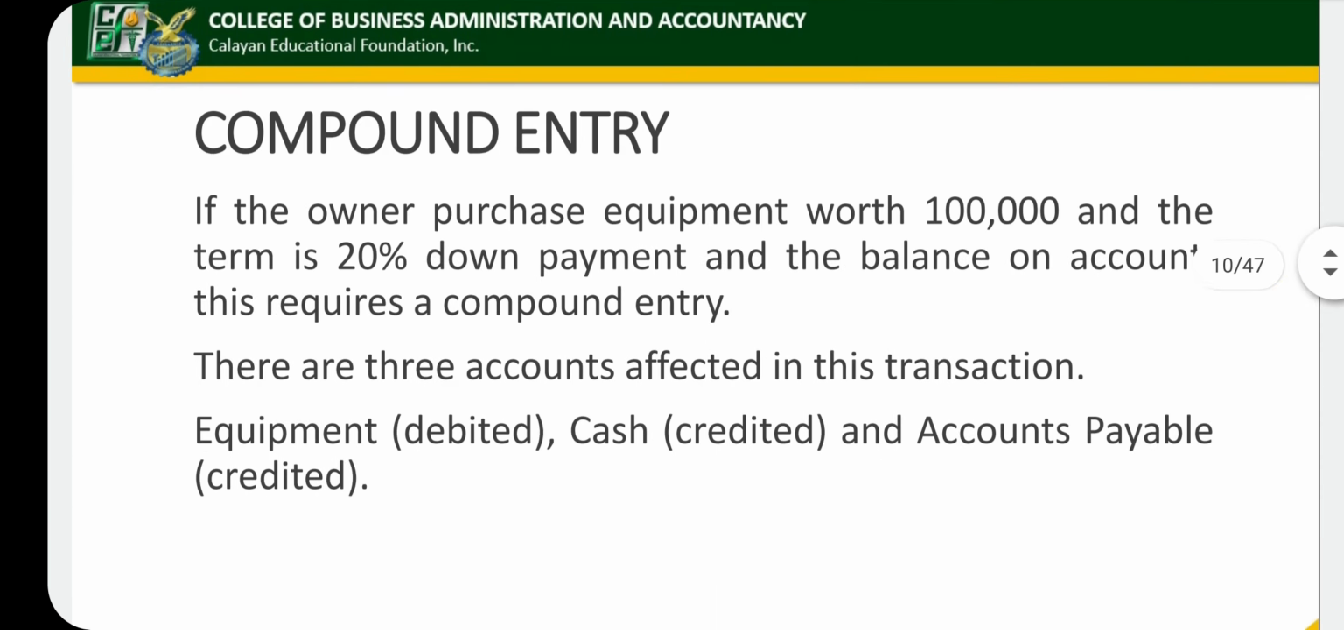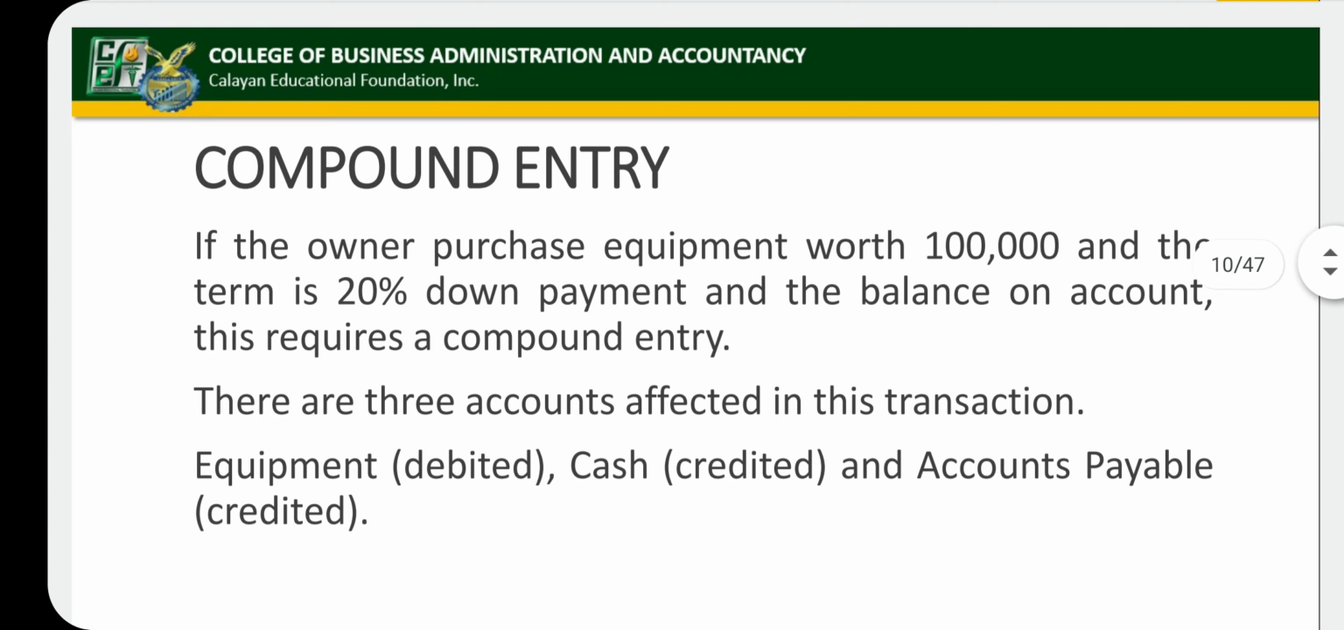But okay, here's another example showing a compound entry. Class, when there are at least three accounts affected, we need to prepare a compound entry. So if the owner purchased equipment worth 100,000 pesos and the term is 20% down payment and the balance on account, this requires a compound entry.